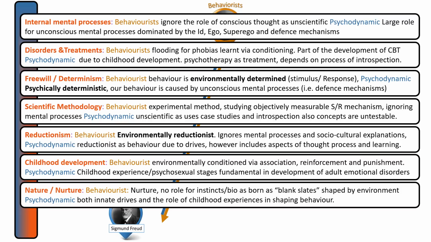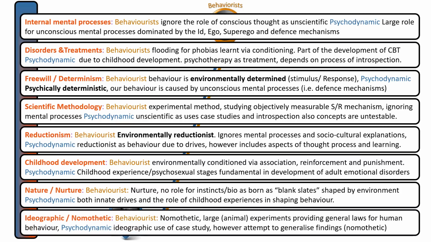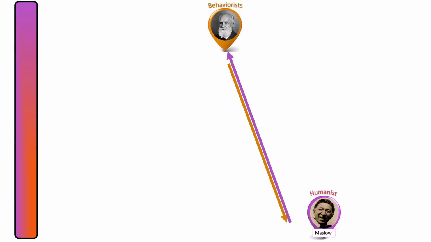When it comes to idiographic versus nomothetic argument, behaviorists are very nomothetic. They'll use large-scale animal experiments. They'll use the results of these experiments to produce general laws for human behaviour. The psychodynamic approach would be argued to be very much idiographic due to their heavy use of the case study, using in-depth information gained from an individual in order to find out about psychology. But psychodynamics' attempt to then generalise these findings as general laws of human behaviour could be seen in some ways as nomothetic. So next up we have the comparison between behaviorists and humanistic psychologists.